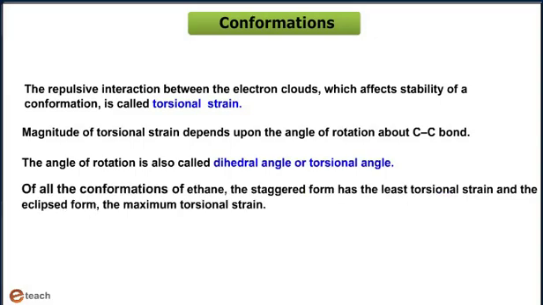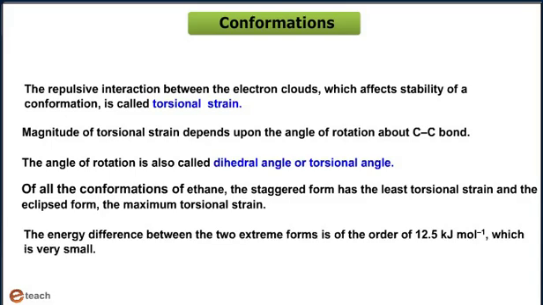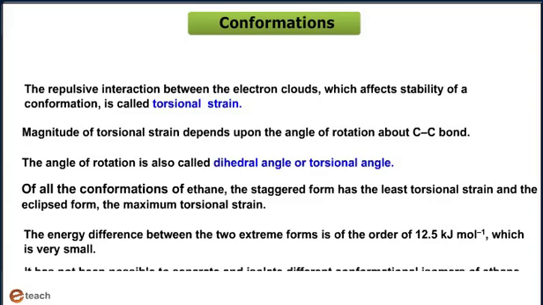Of all the conformations of ethane, the staggered form has the least torsional strain, and the eclipsed form the maximum torsional strain. The energy difference between the two extreme forms is of the order of 12.5 kJ mol⁻¹, which is very small. It has not been possible to separate and isolate different conformational isomers of ethane.